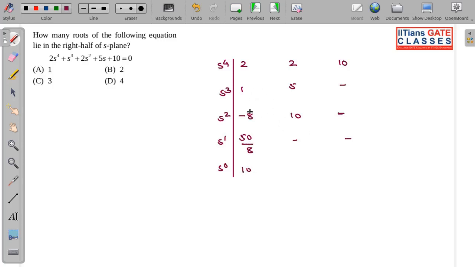So the number of sign changes over here, you can see, is equal to 2. So this is actually the number of right hand poles. Okay, so these are the number of right hand poles. So how many roots of the following equation lie in the right half of S plane? So that is 2. Option B is your correct answer.